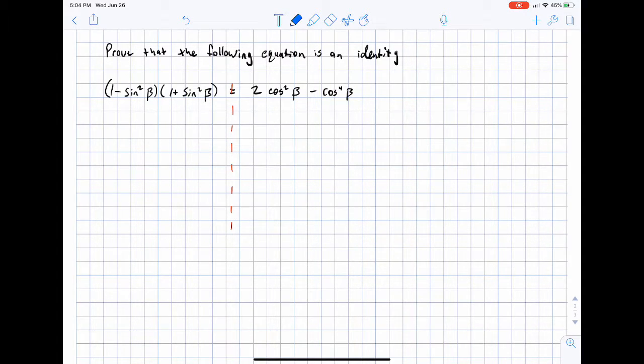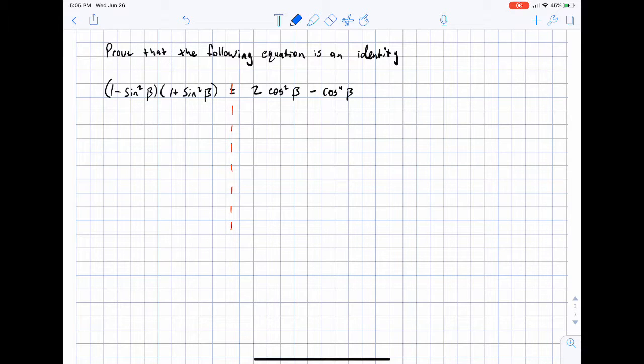In this problem, we're going to look at verifying that 1 minus the sine squared of beta times 1 plus the sine squared of beta is equal to 2 cosine squared of beta minus cosine to the fourth of beta. In this one, it's really kind of hard to tell which side is more complex. So just choose the one you feel the most comfortable working with. I think I'm going to start with the left side.